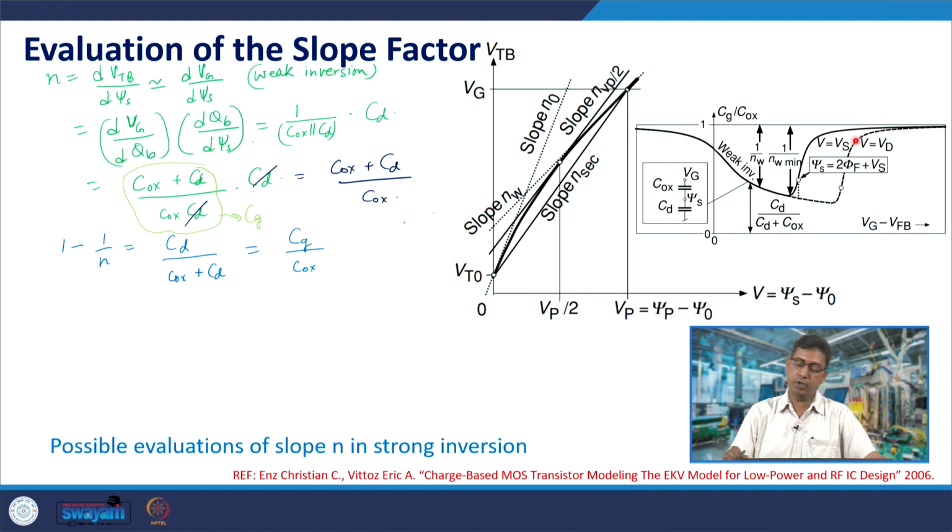So, in weak inversion, if you want to find out the value of the slope factor, we would require to find out the, so if we write this down as Nw, now Nw is the slope factor in weak inversion.